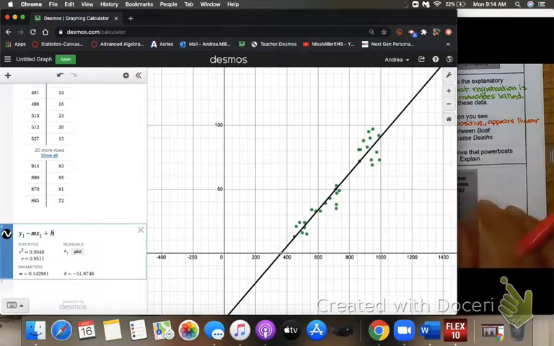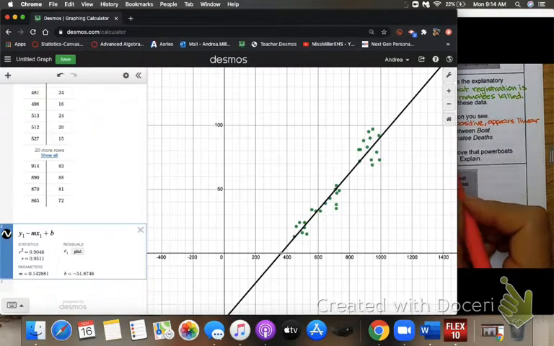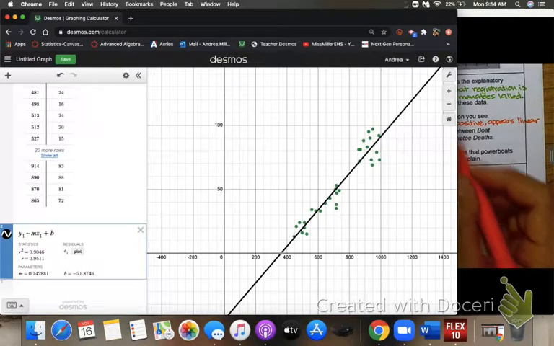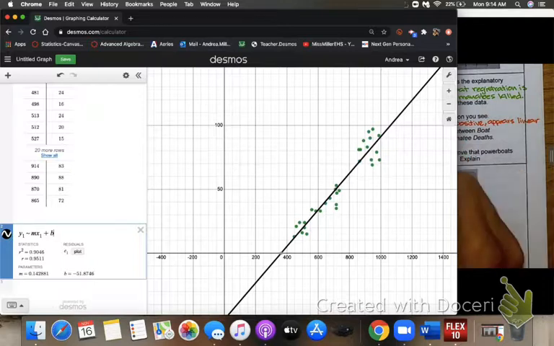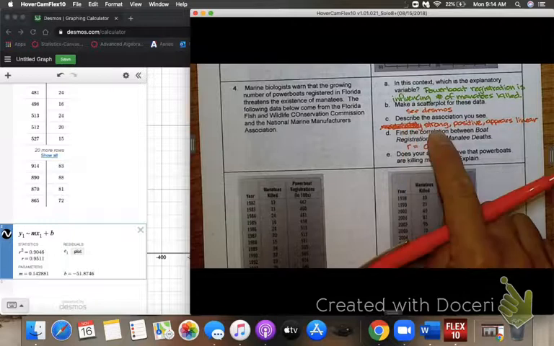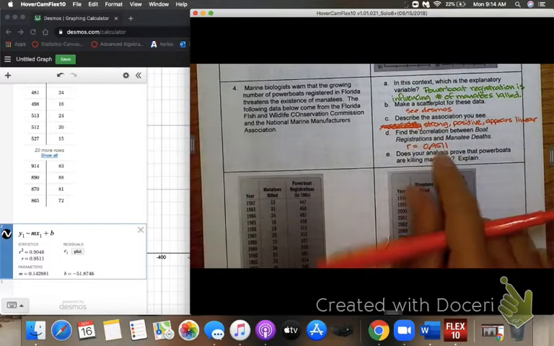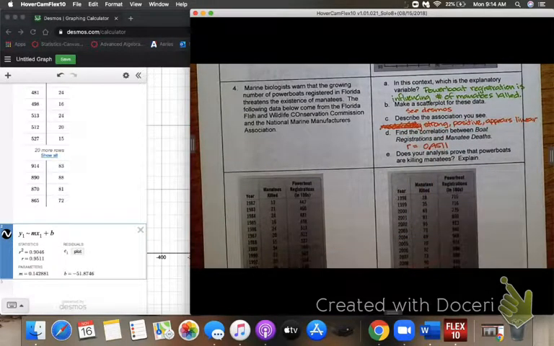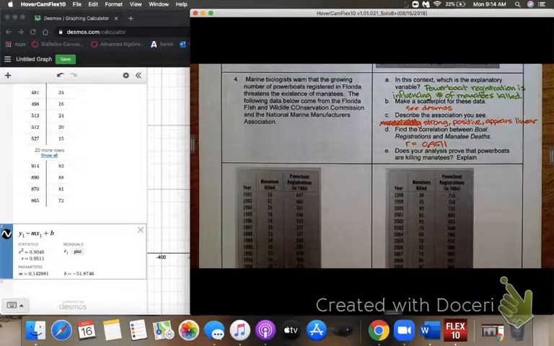Now, I said it was moderately strong, but my correlation coefficient is actually telling me it's very strong. So maybe I'll cross off this moderately after taking a look at the actual correlation coefficient and say this is a strong positive and appears linear, after looking at that correlation coefficient. Does your analysis prove that powerboats are killing manatees?